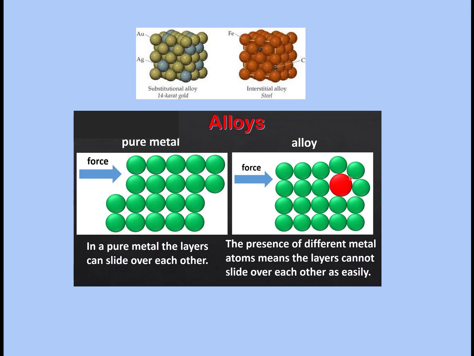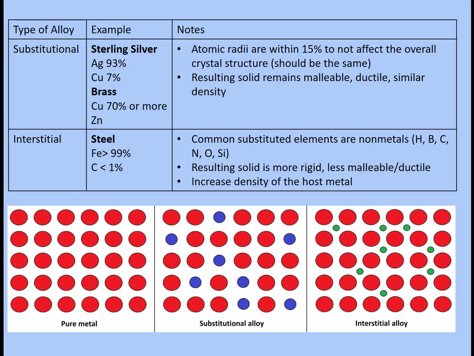So if you have a force, that metal will bend because it's malleable, but if you have an alloy and you put a force on it, it's less likely to bend, and that is because it doesn't slide as easily. Here are some different pictures of different types of alloy.